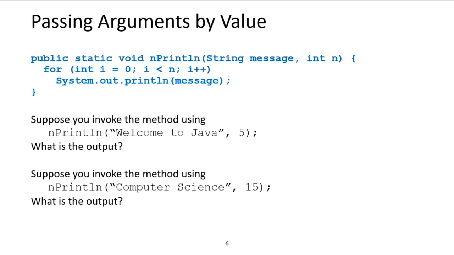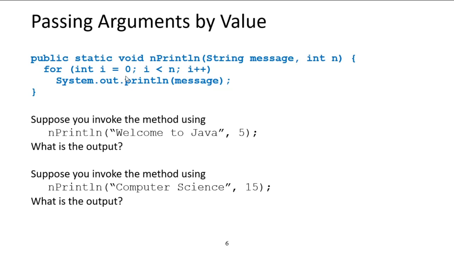Here's an example function. It's called nPrintln and it takes two arguments. The first one is a string. Here, the parameter name is message. And the second parameter of the method is an integer value. And you can see what this function is doing.